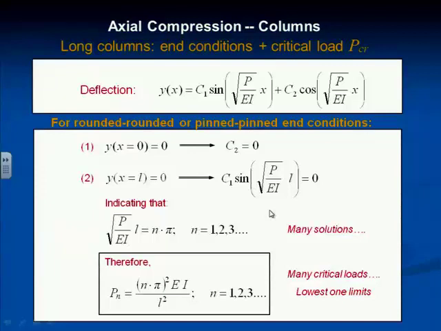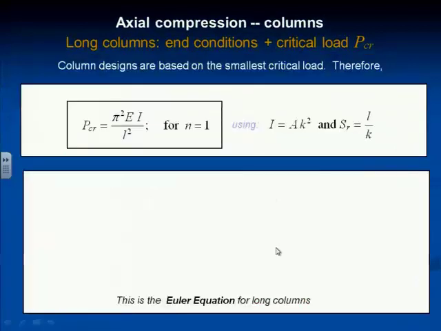I don't care about any but the first. If it fails then, it's all over. Right? I'll never get to the others. So we want n equals 1. If you put n equal to 1, I get this expression right here, and this is referred to as the Euler equation for long columns. I'll define in a minute what makes it long as opposed to intermediate.